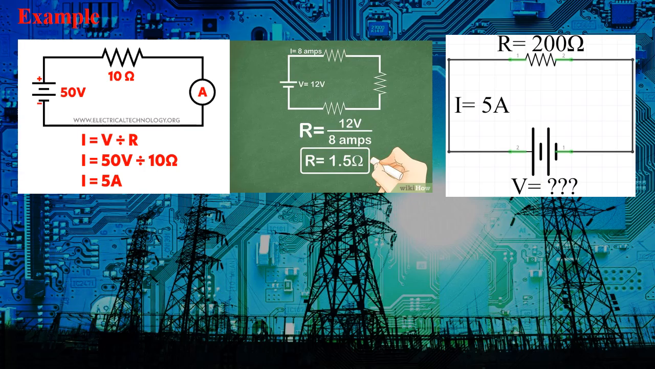Now let's look at the white and black one at the far end side. You will see that the value of the resistor there is 200 ohms. The voltage supply is not known, and the current is 5 amps running through the circuit. Using Ohm's law, voltage is equal to current times resistance. So 5 times 200 will give you 1000 volts, or 1 kilovolt.